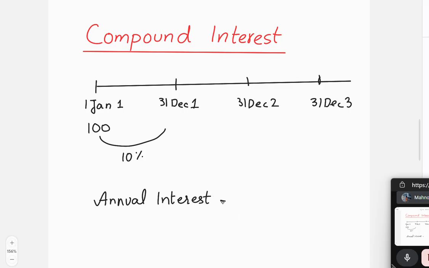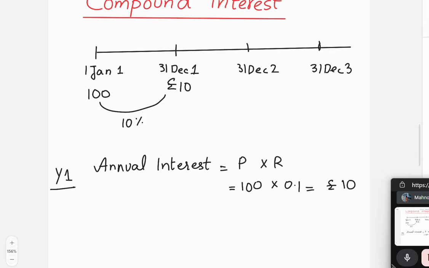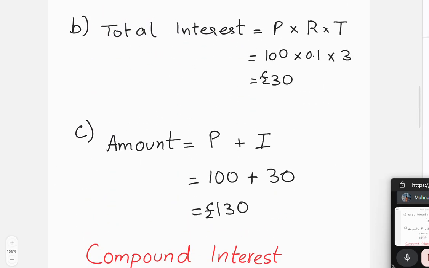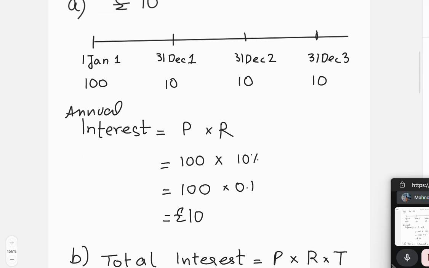The annual interest, you have to do principal times rate, which is 100 times 10%, which is 0.1. So this is 10. Is that right? Yeah. This is for year 1. You're getting £10 at the end of year 1. Now, we didn't have to work out year 2 or year 3 for simple interest. Why?